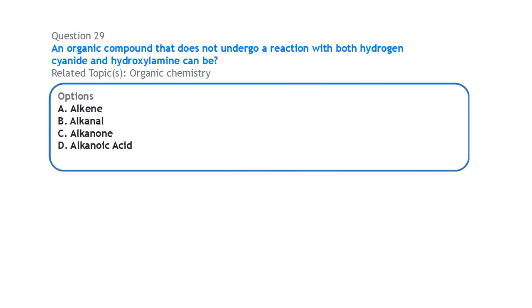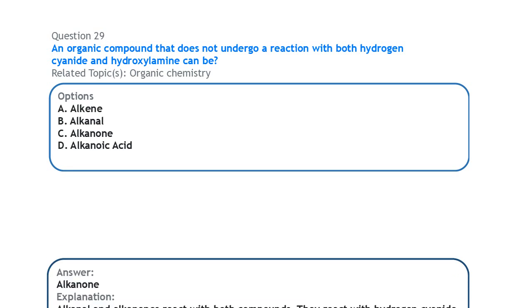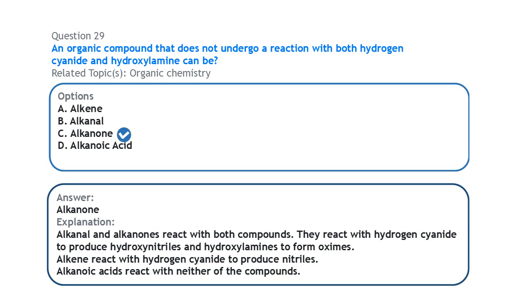Next, organic chemistry. An organic compound that does not undergo a reaction with both hydrogen cyanide and hydroxylamine can be, that substance can be alkanol. Okay, so alkanols do not undergo reaction with hydrogen cyanide and hydroxylamine.